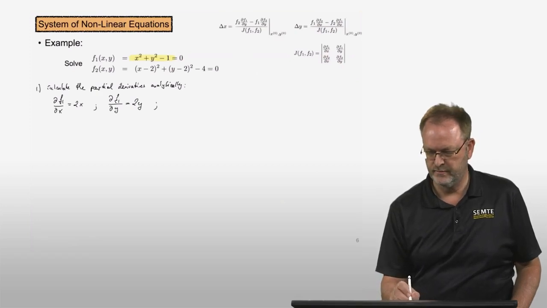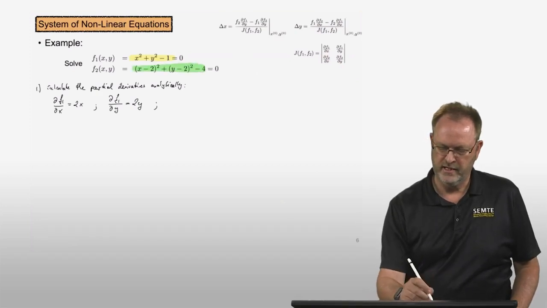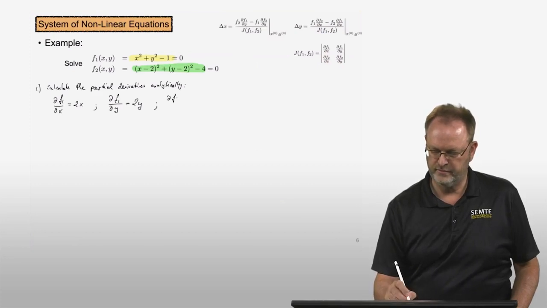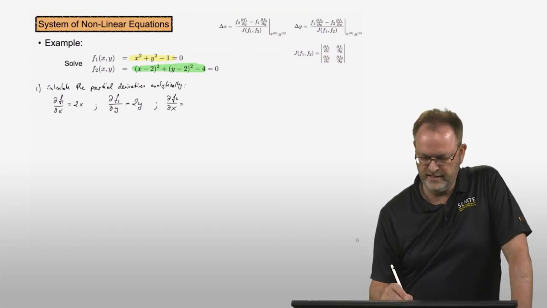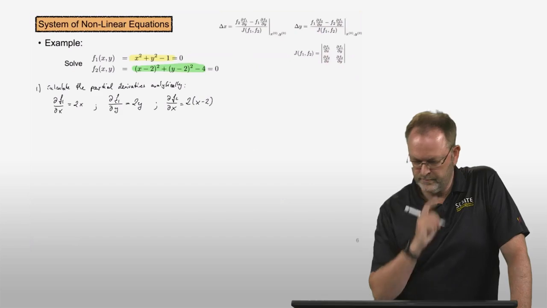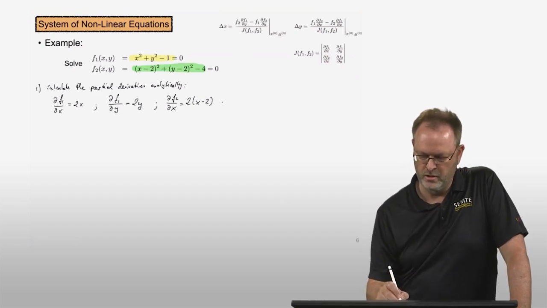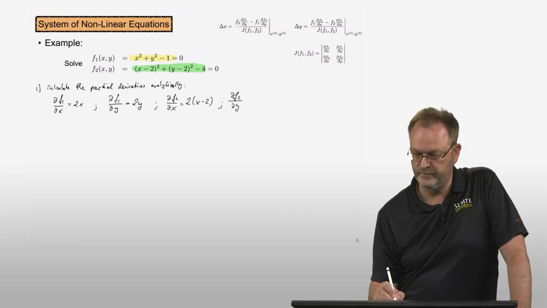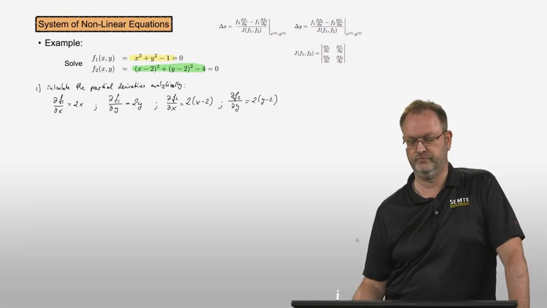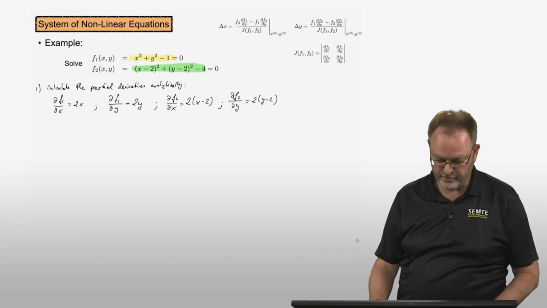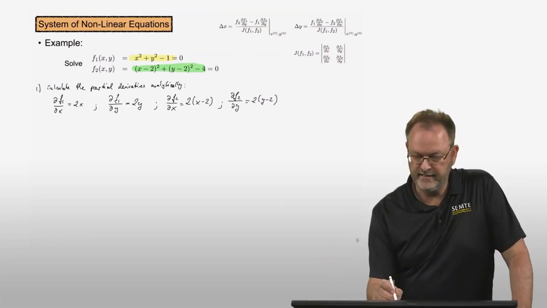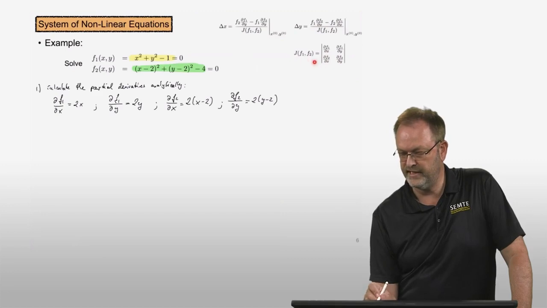And then I can move on to the second equation, this one here. I have to calculate the partial derivative df2/dx. That would be 2 times (x minus 2), and the inner derivative is 1. And then I have to calculate the partial derivative of f2 with respect to y. And that's equal to 2 times (y minus 2). Okay, so those are the partial derivatives. And then I can go ahead and calculate what this Jacobian is, because I've now calculated all of these partial derivatives.